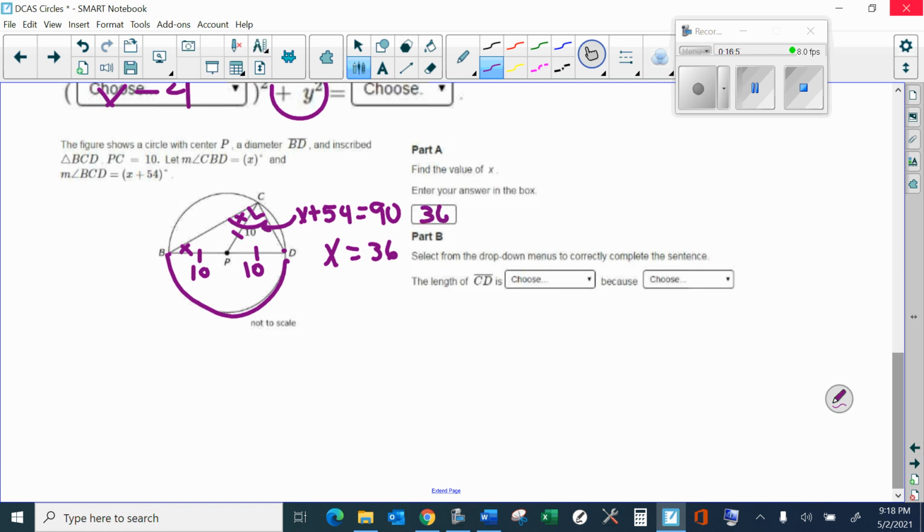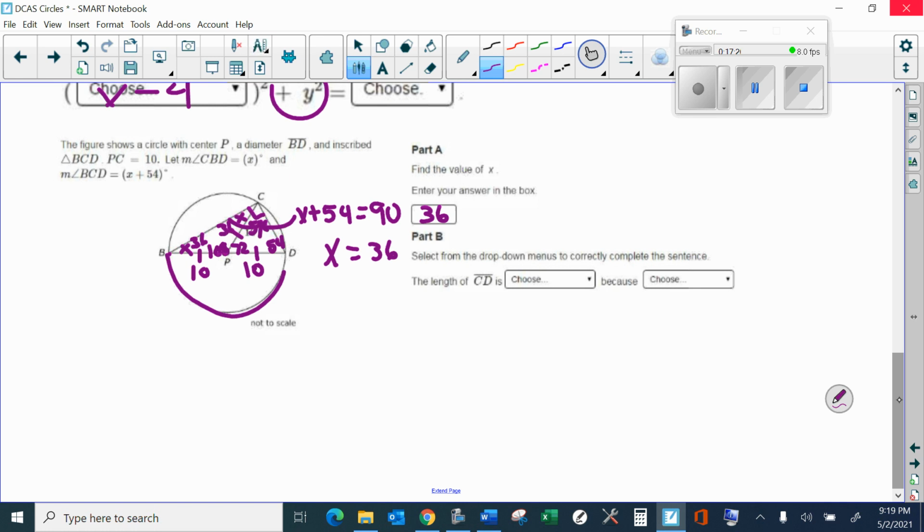So X is 36. Find the value of X. We just did that, 36. Select from the drop down. So don't forget, if that's 36, then the other one has to be 54 right here, because I have to add. So that's 36. That's 36. So that's 72. So that makes this 108. And that's a linear pair, which makes that 72, which makes that 72. No. We already know that's 54. This is 54. Base angles are congruent.